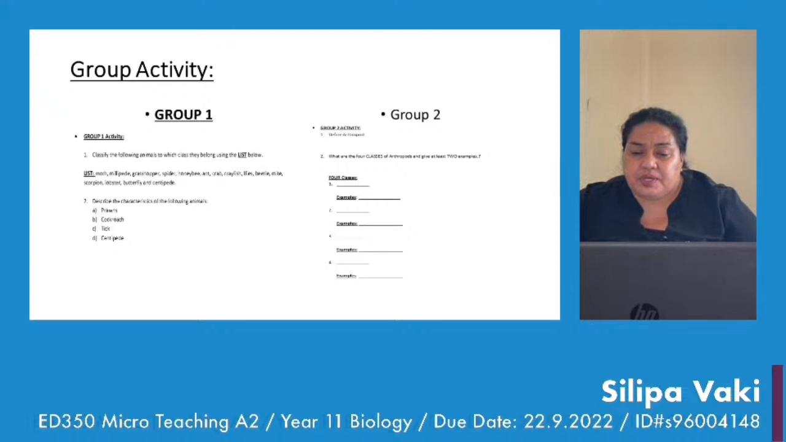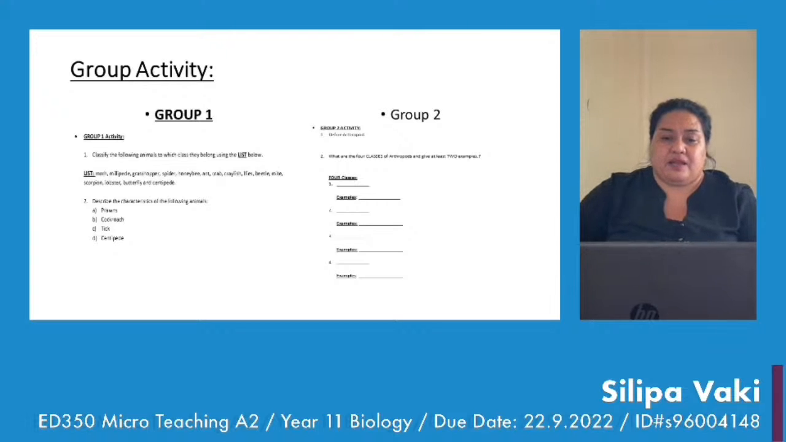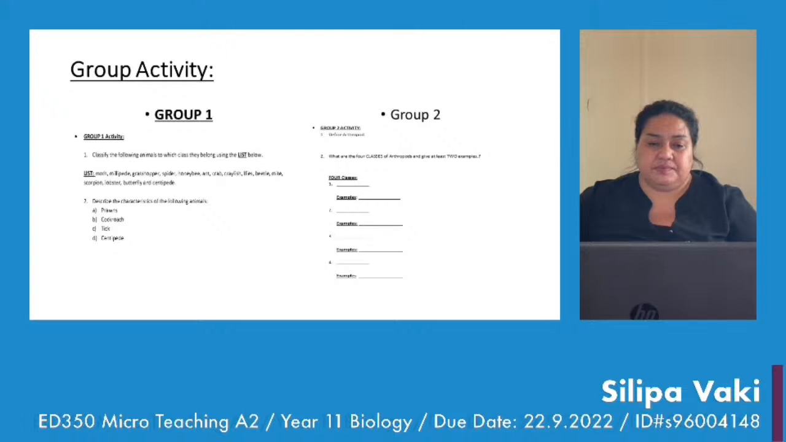The second group, you have to define arthropods, and then give the four classes of arthropods, and then give at least 2 examples. You can do these activities within 2 minutes. 1 minute left.